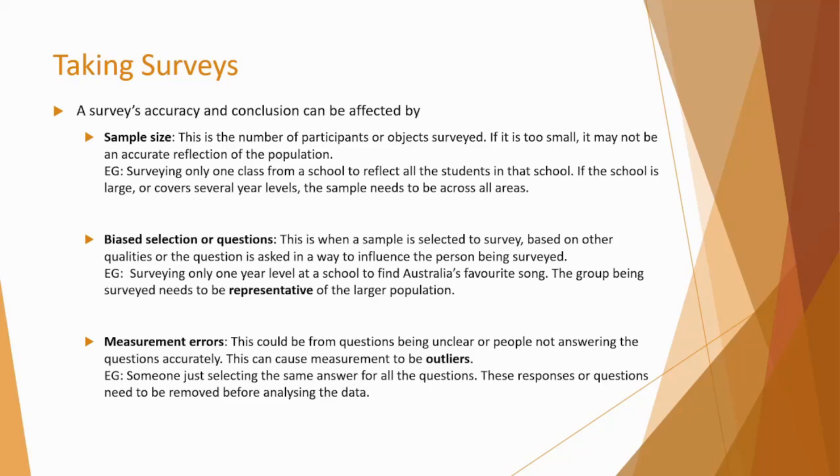Now, this can cause the measurement to be what's called an outlier. So if I've got a person who has selected all of the positive answers without actually reflecting on the questions, it could mean that their data is invalid and might have to be removed. And the same goes with questions. So if a question is unclear, we should remove that question from our survey when analysing that data.